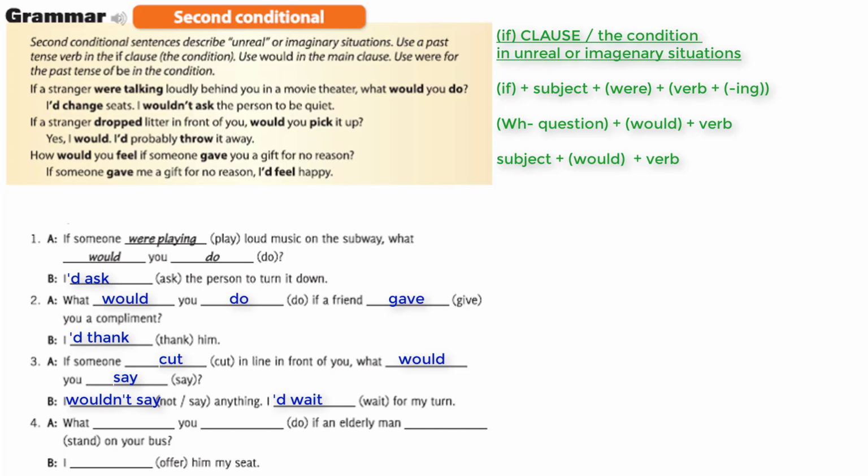Okay? Number four, what would you do if an elderly man were standing on your bus? So we keep the verb the same, we use the word would, but we change the second verb to standing, and we add the word were. What would you do if an elderly man were standing on your bus? We add the word would in the answer and keep the verb the same. So it's I would offer him my seat, or I'd offer him my seat.